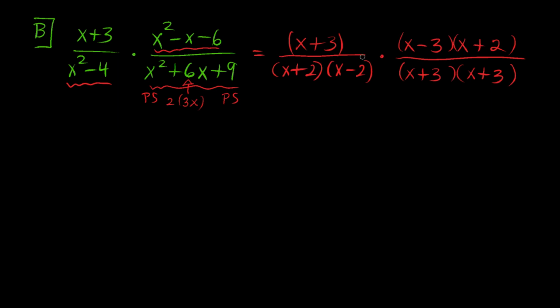And then cross canceling. So x minus 3, x plus 3 and x plus 3. We have an x plus 2 and an x plus 2. And that's it. So our numerator is going to be x minus 3 over x minus 2 times x plus 3.